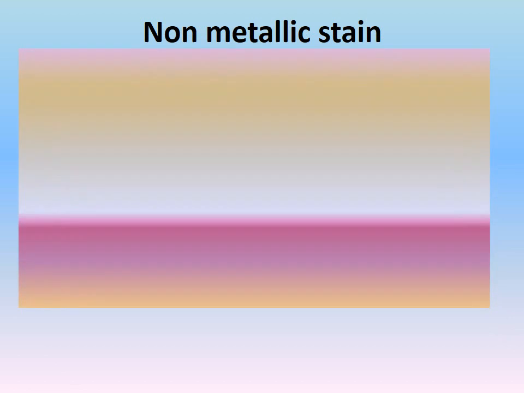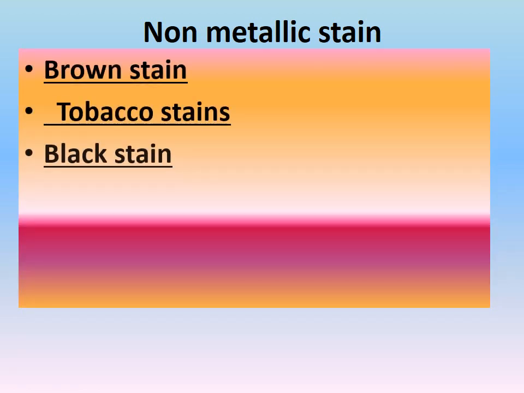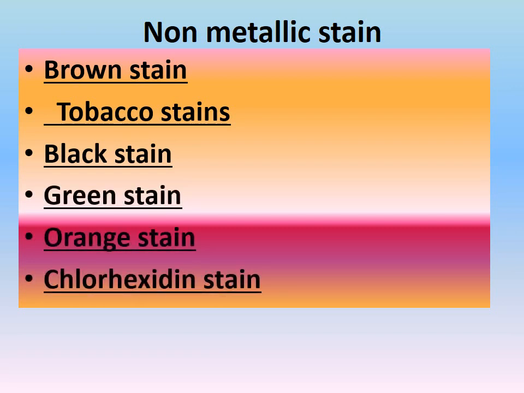So non-metallic stain includes brown stain, tobacco stain, black stain, green stain, orange stain, and chlorhexidine stain.